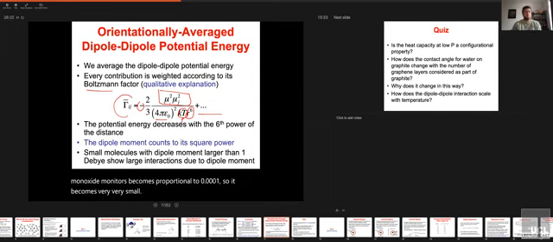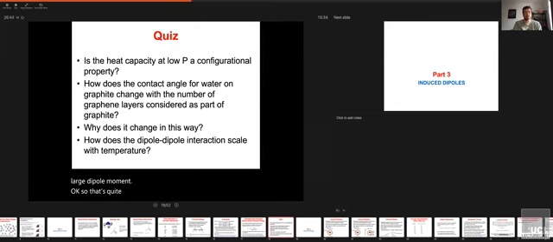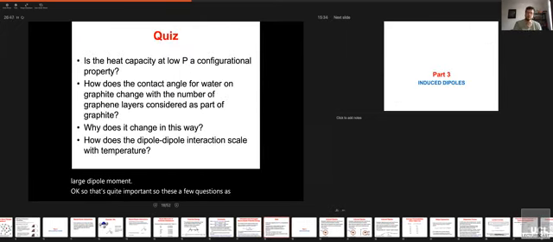Okay? Whereas the dipole moment of ammonia was approximately 1.8. So let's assume 2. It becomes 2 times 2, 4, times 2, 8, times 2, 16. So it becomes much more significant compared to the dipole-dipole interaction for molecules that don't have a large dipole moment. Okay, so that's quite important. So these are a few questions as a quiz that we can discuss during the tutorial. So take a look at them, and hopefully they will help you bring things together.